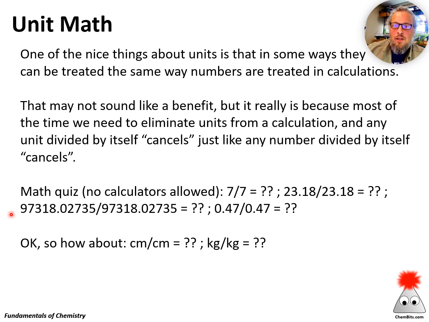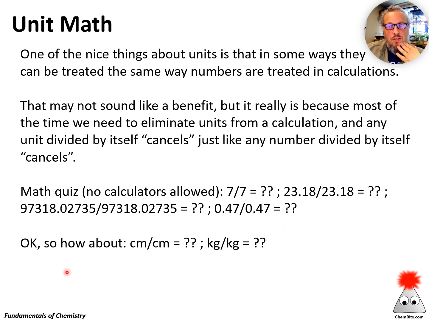So let's do a quick math quiz. No calculators on this. What is 7 divided by 7? You do that one in your head, right? That's 1. 23.18 divided by 23.18. That's 1. 97,318.02735 divided by 97,318.02735. That's also 1. Those are the same number. 0.47 divided by 0.47, also 1.